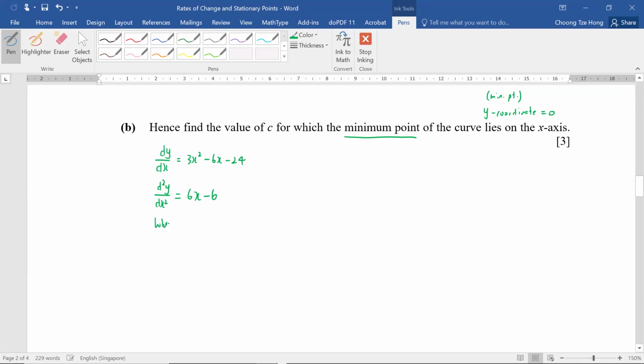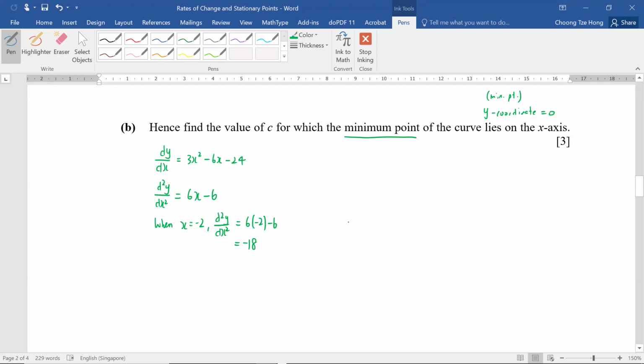Let's try when x equals negative 2 first. When x equals negative 2, d²y/dx squared is going to be 6 times negative 2 minus 6. So this is going to give us negative 18. In other words, this is not the minimum point, because when d²y/dx squared is less than 0, then we have the maximum point. So the maximum point occurs when x equals negative 2.